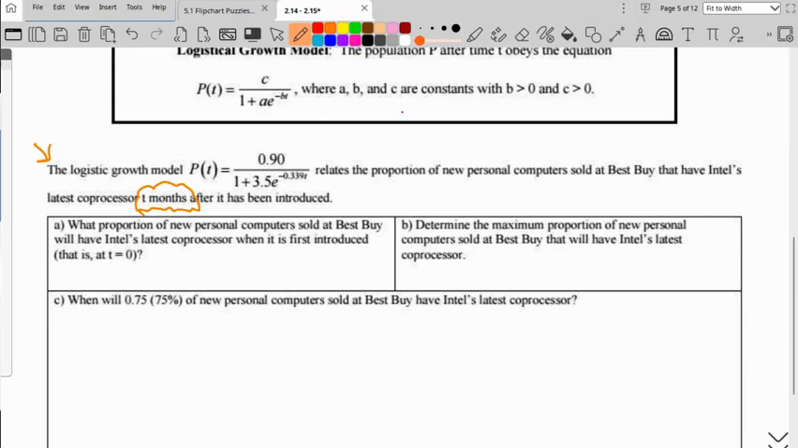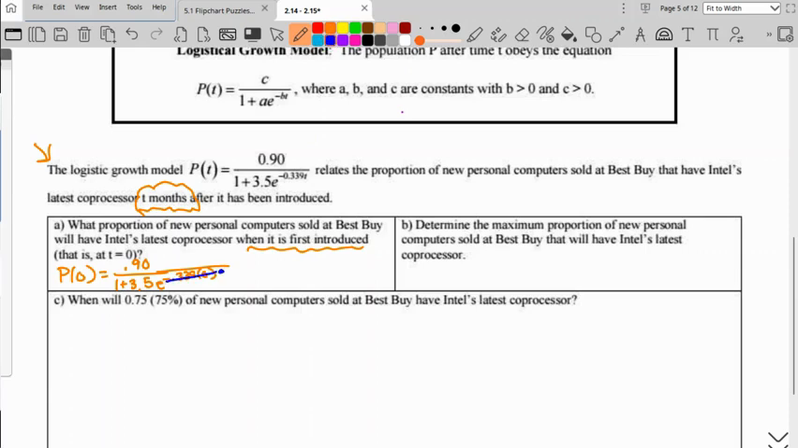What proportion of new personal computers sold at Best Buy will have Intel's latest coprocessor when it's first introduced? When it's first introduced, they gave you a little hint there. That's when time is 0. So let's go solve for that. So that just wants P of 0. That's just going to be 0.90 over 1 plus 3.5 times e to the negative 0.339 times 0. And we said anything times 0 is 0. So that part goes to 0.